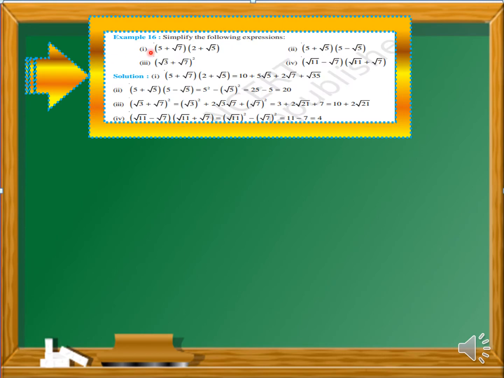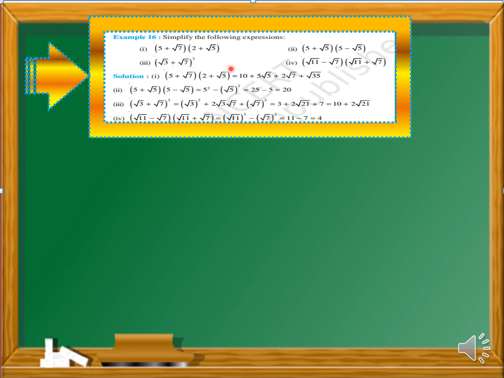So here, next sum, example 16: simplify the following expression. First one, (5 + √7)(2 + √5). So here we have to just multiply each term, as there is no identity. Here we can see different numbers, so we have to just multiply.